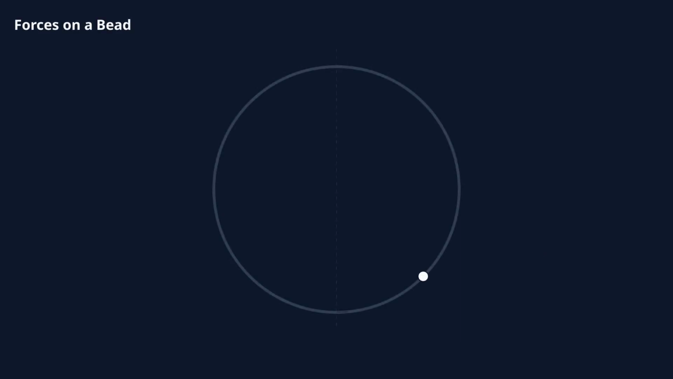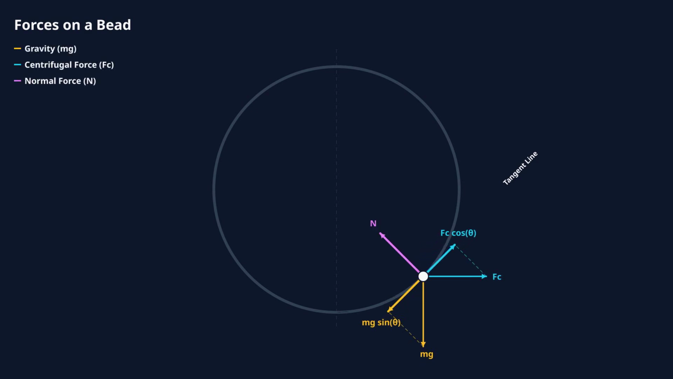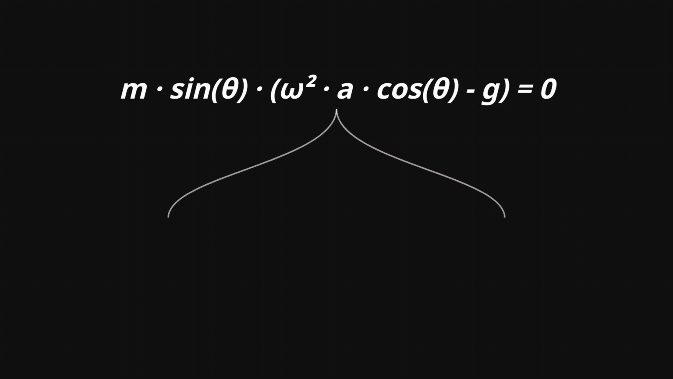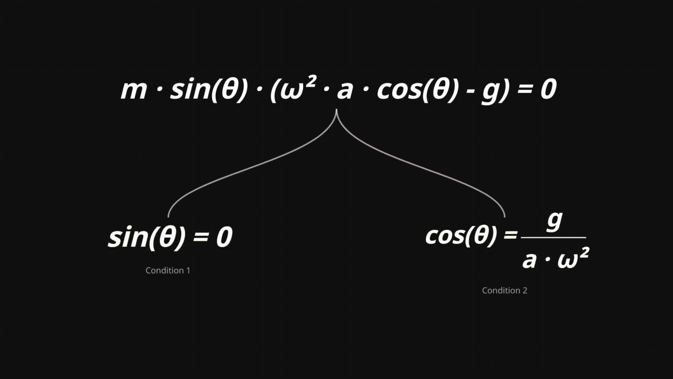To find the equilibrium positions, we look at the force balance along the tangent to the hoop. In this direction, the friction is zero, so the net force must be zero for the bead to stay still. Equating these tangential components, we get m times omega squared times a times sine theta. Factoring out m and sine theta, we discover two possible conditions for equilibrium. Either sine theta is zero, or cosine theta equals g divided by omega squared times a.